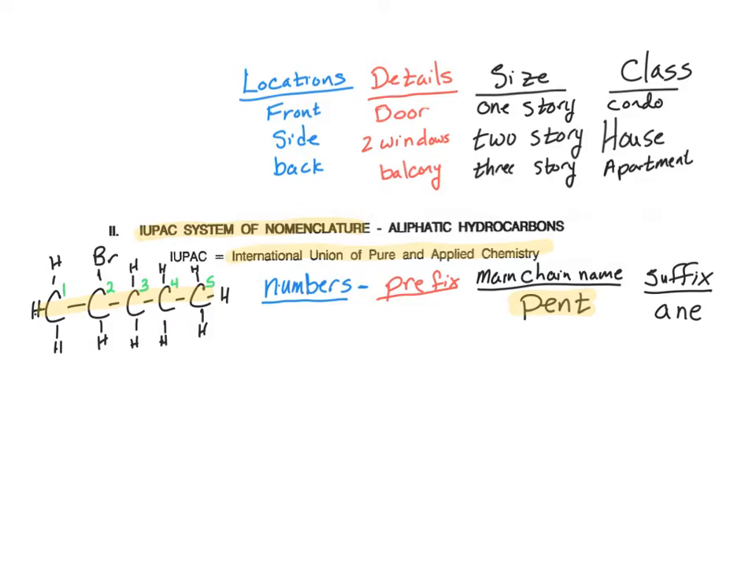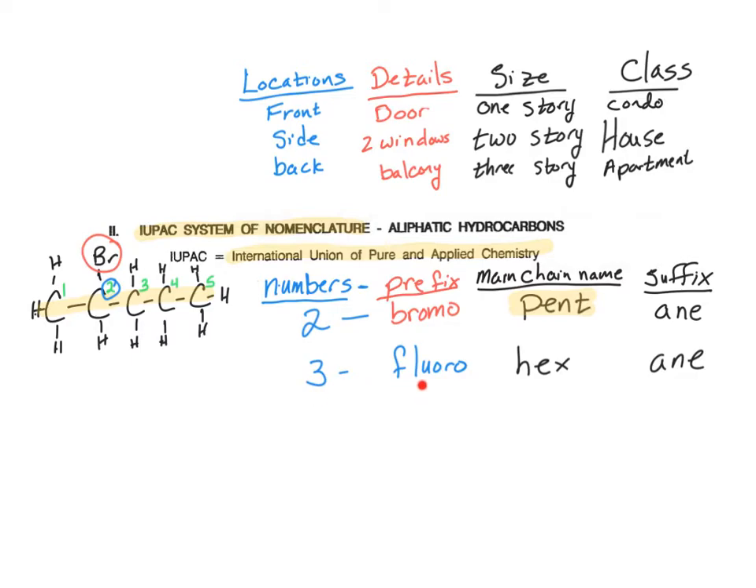Next, you can notice that we have this Br attached to the main chain, and so we're going to put in the prefix bromo, and in front of that we're going to list where it is located, and that is on carbon number 2. So the whole name will become 2-bromopentane. In a moment, I'll tell you where we get all of those parts. We can also go the other direction.